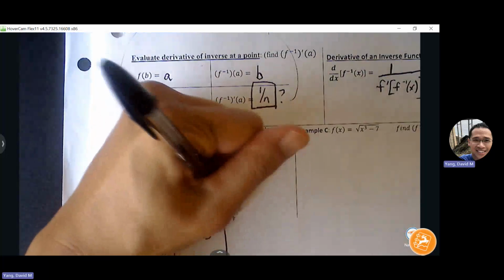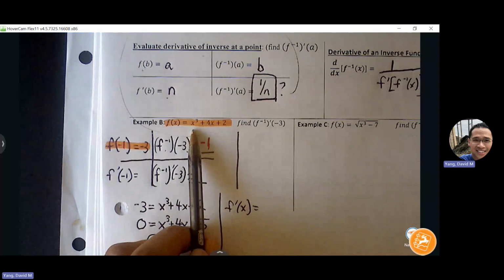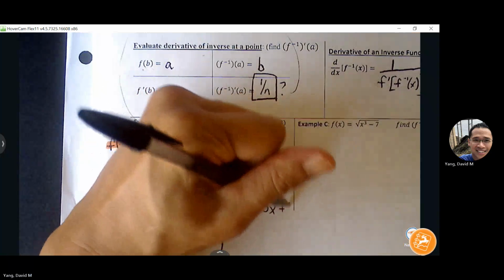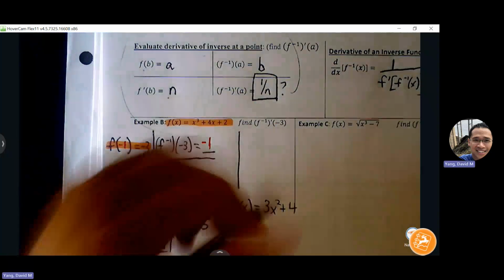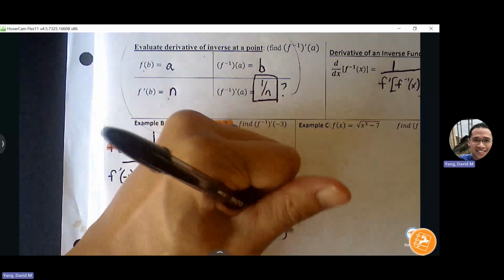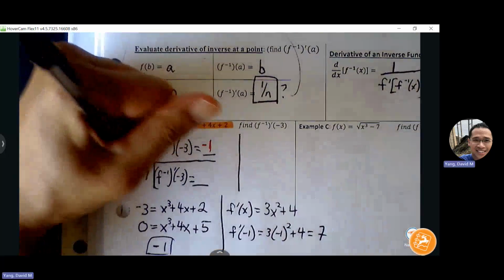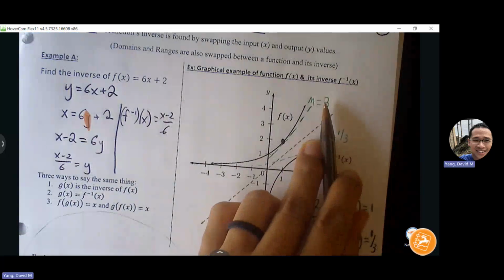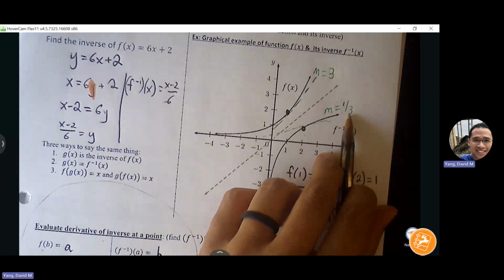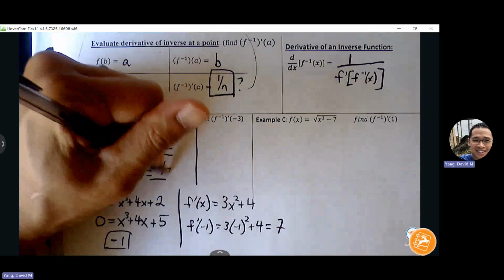So f prime of x should be easy. F prime of x is just power rule. What's f prime going to be? 3x squared plus 4. There's my slope formula. I want to find the slope at -1. F prime of -1 is equal to 3 times -1 squared plus 4, which is what? 7. So imagine this slope is 7. That means on the inverse side, the corresponding point must have a slope of what? 1/7. Yep. That's it.